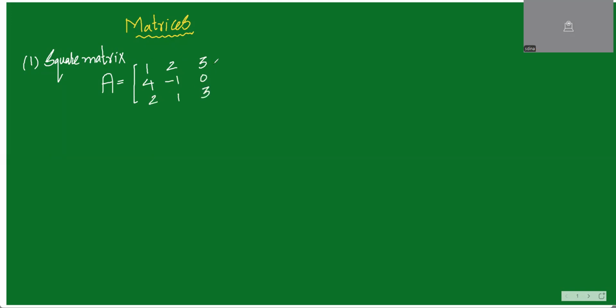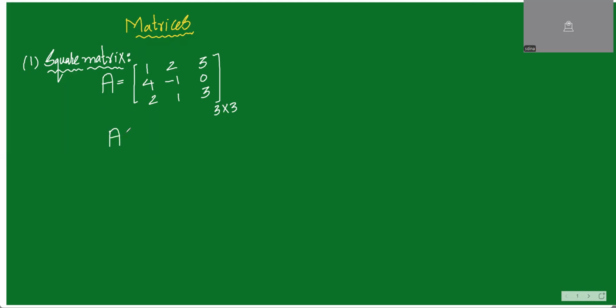Look at that. How many rows are there? How many columns are there? 3 rows are there, 3 columns are there. Such a matrix is called a square matrix, where the columns and rows are equal.